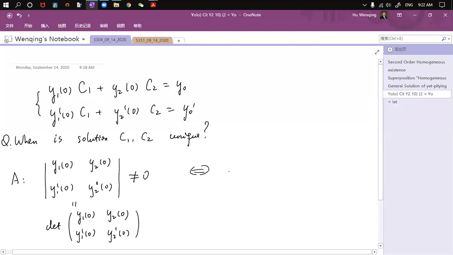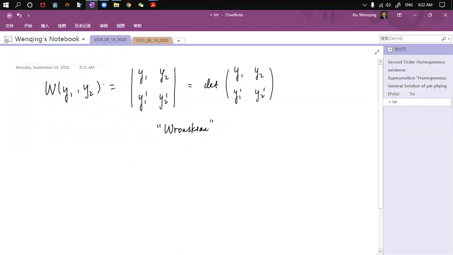So it's the same thing as saying the Wronskian W of Y1, Y2 at point 0 is not equal to 0. In general, the Wronskian is actually a function of t, because each of these functions, as well as their derivatives, are functions of t. As long as the Wronskian is non-zero as a function of t, W of Y1, Y2 is non-zero.